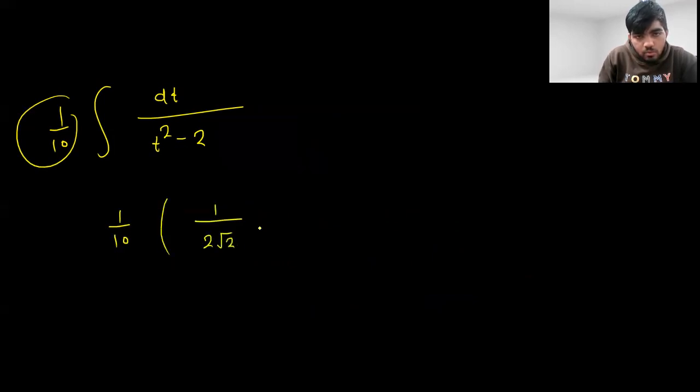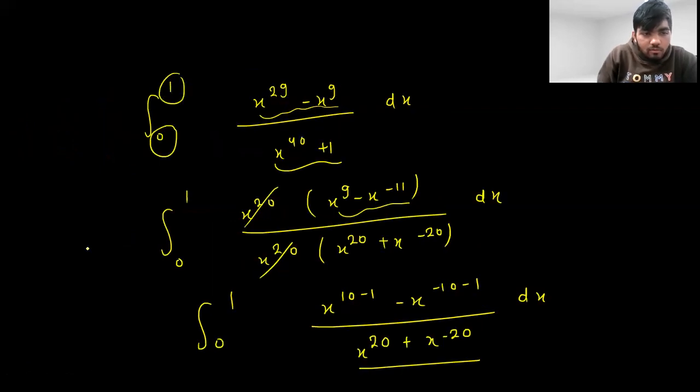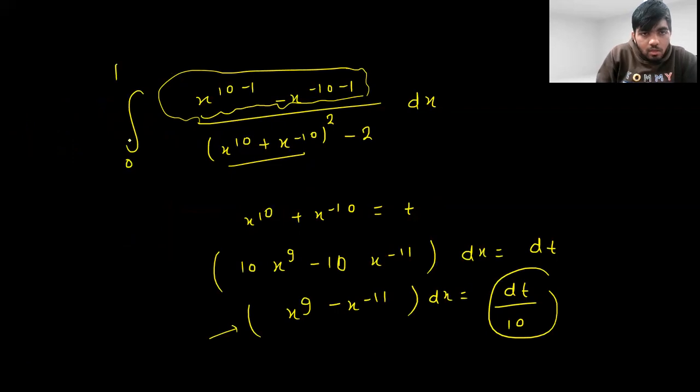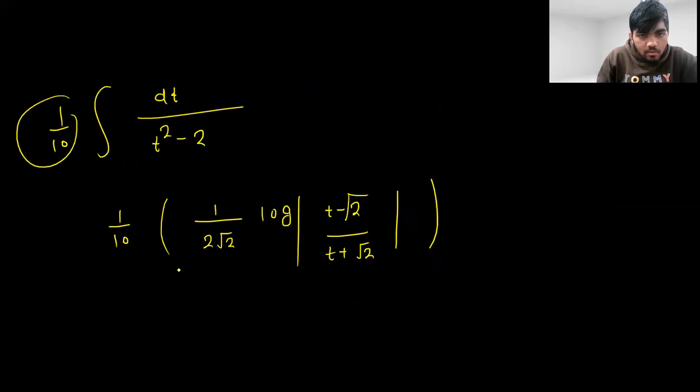Now you simply know the formula of this integration: 1 by 2 root 2 log of (t minus root 2) divided by (t plus root 2), and you take the mod. The limits: we have to calculate from 0 to 1. If you put x equal to 0, then the value of t will become 0, and for x equal to 1, the value of t will become 2. So the limit goes from 0 to 2.